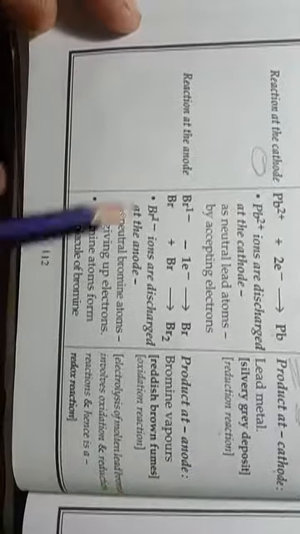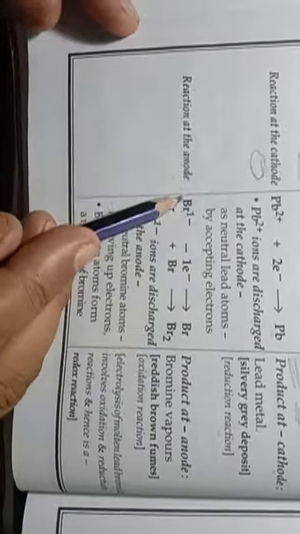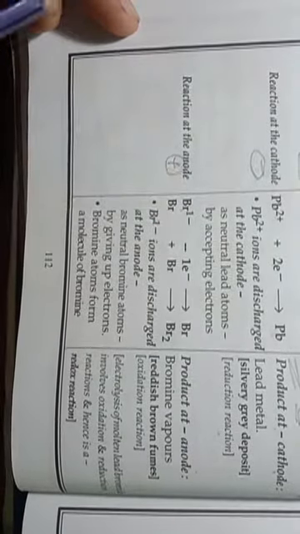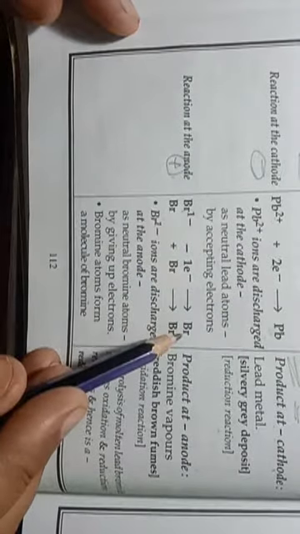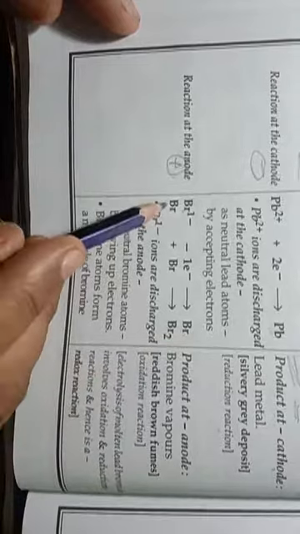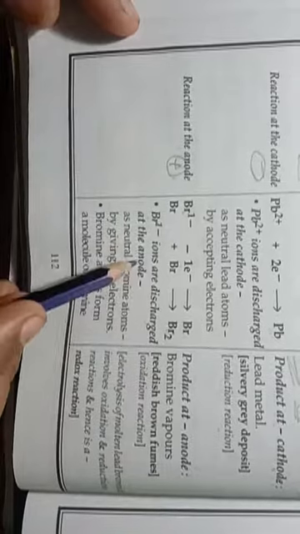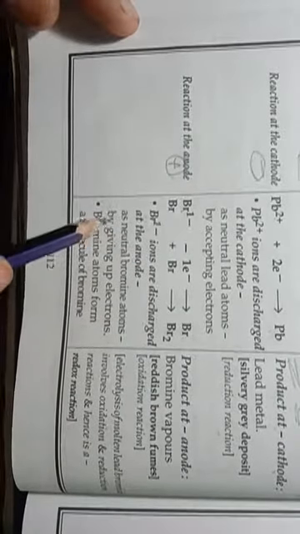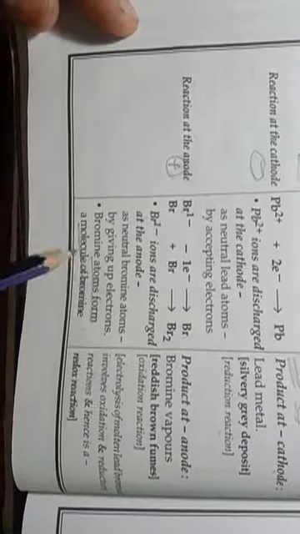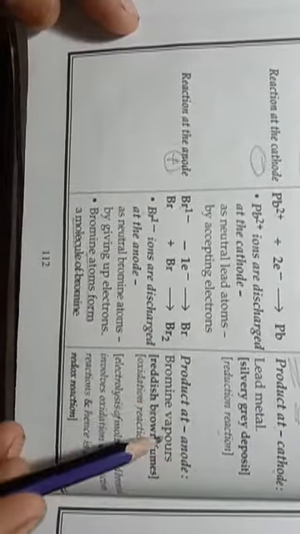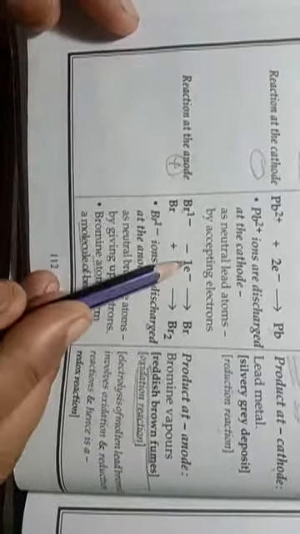Then the reaction at the anode. Bromide ions will collect at the anode because the anode is the positive electrode of the cell. Bromide ions will lose electrons and get converted to Br, and Br and Br combine in the form of bromine. So bromide ions are discharged at the anode as neutral bromine atoms by giving up electrons. Bromine atoms form a molecule of bromine. The product at the anode is bromine vapors, reddish brown fumes. It is an oxidation reaction because loss of electrons is taking place.